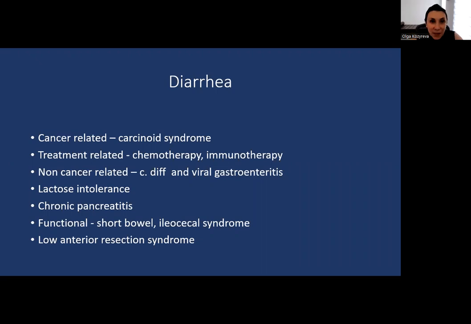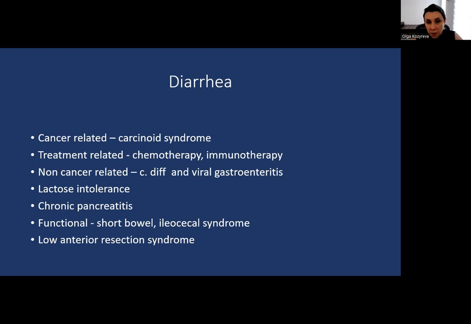So the next topic I would like to discuss is diarrhea. Diarrhea, or frequent bowel movement. We usually call it diarrhea when it's more than 4 bowel movements a day. Again, there can be multiple causes, and it's crucial to establish the cause before you treat diarrhea.